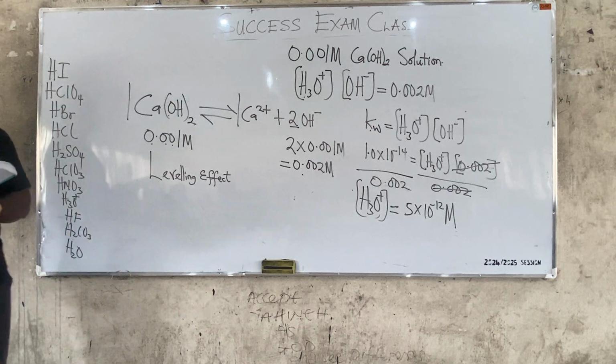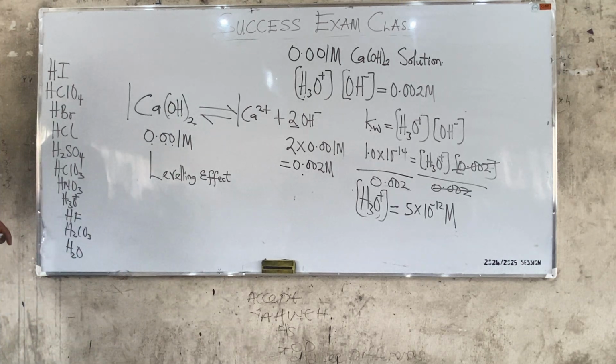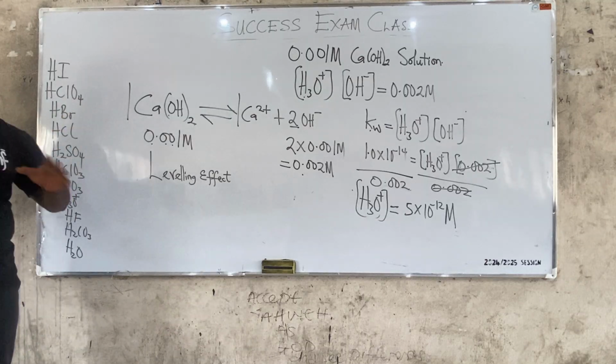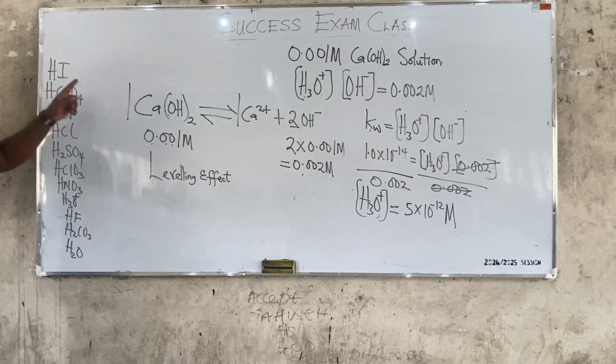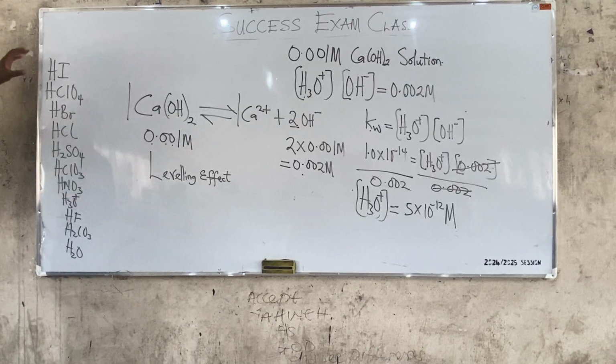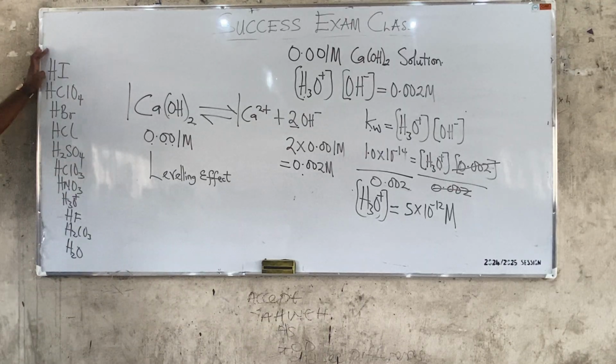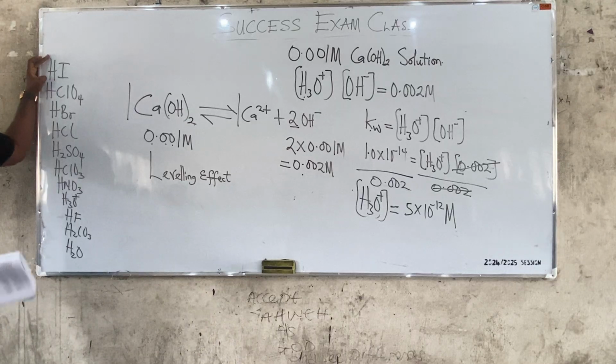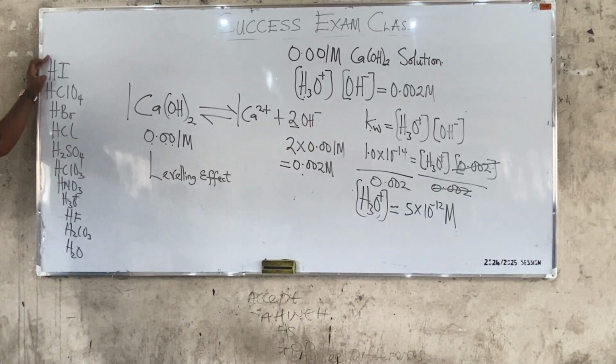Class, there are so many acids, I couldn't even list all of them on the board. But I want you to know that if you ever ask which acid is known as the strongest acid ever, it's hydrogen iodide, HI. At the top of the acid strength chain is hydrogen iodide, and I'll explain why it is so strong compared to all acids. Also, just to know that we have organic and inorganic acids. Between inorganic and organic acids, inorganic acids are stronger than organic.